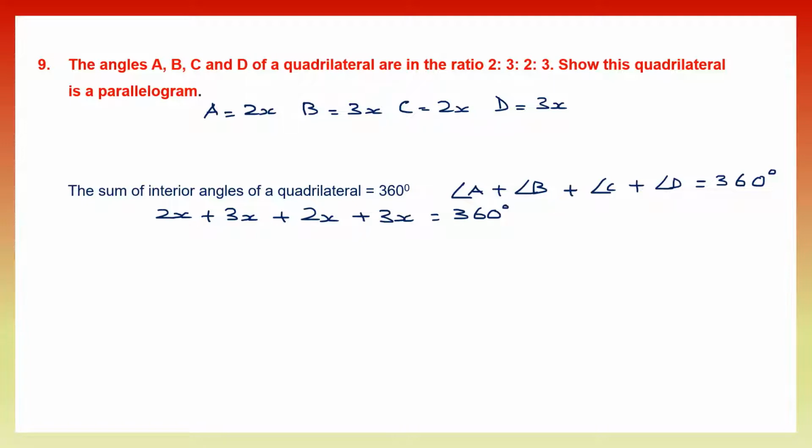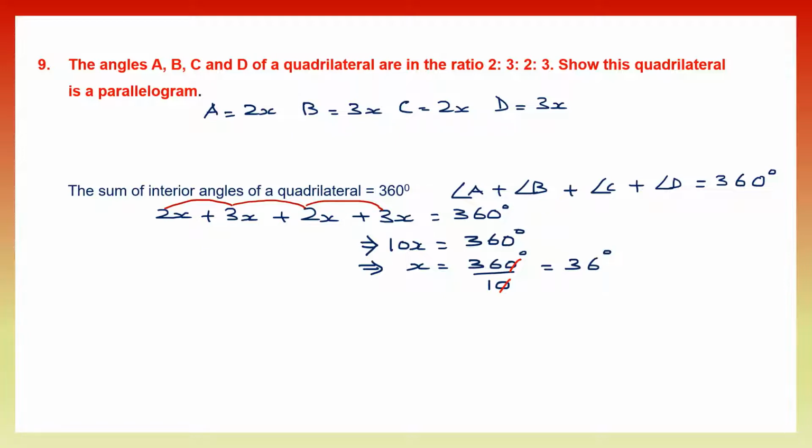So let's count the x now. 2 plus 3 is 5. 5 plus 2 is 7. 7 plus 3 is 10. So we have 10x is equal to 360 degrees. That means x is equal to 360 degrees divided by 10. So let's cancel. So we have only 36 left. So that means x is equal to 36 degrees.